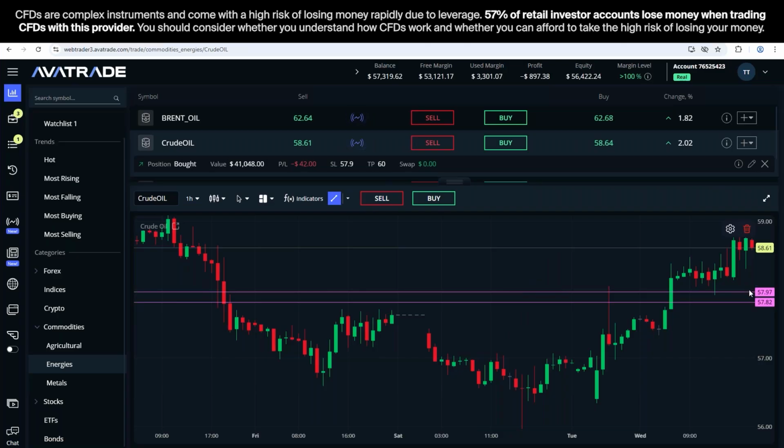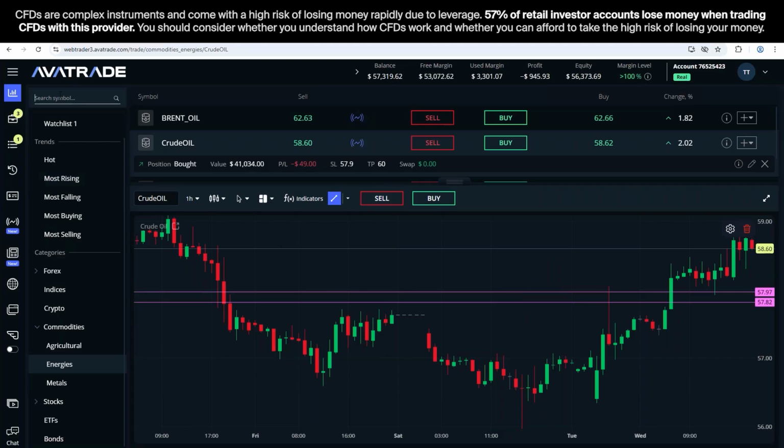Probably would have been nicer to get in closer to the support level when it was down here after the initial breakthrough candle, and it found support. This would have been a nicer spot to get in, but let's see. Right now it's trying to pull back maybe a little bit. We'll see what happens in the bigger picture with crude oil.